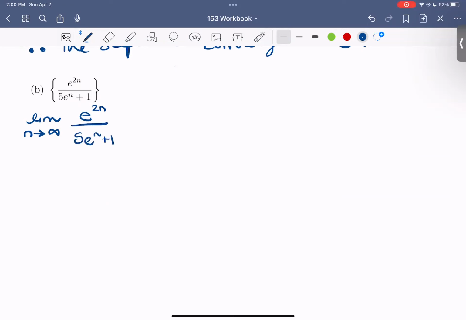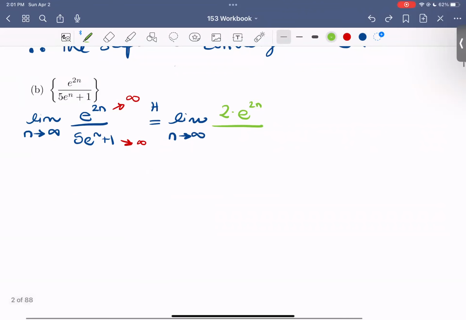the n plus 1. We can see that the behavior of the numerator as n goes to infinity will go to infinity, and the denominator also goes to infinity. So just like the last problems we've seen, we're going to use L'Hopital's rule. That means this is equal to the limit as n goes to infinity of the derivative of that numerator, e to the 2n, which is going to be e to the 2n, but then we also have that 2, because we're using a chain rule here. We need to include the derivative of that inside 2n function. And then the derivative of the denominator will just be 5 e to the n.